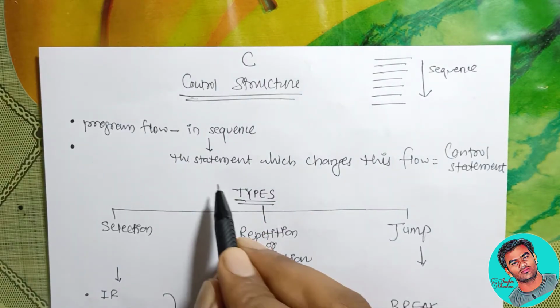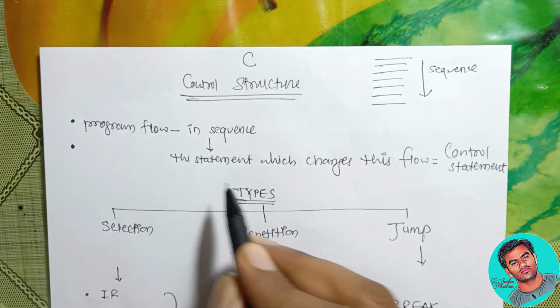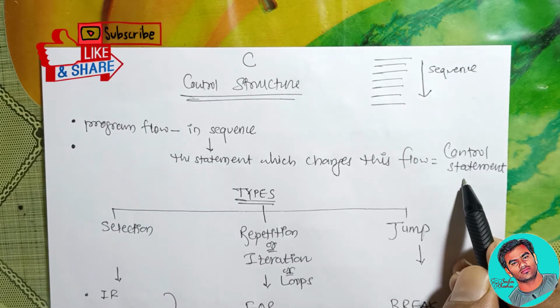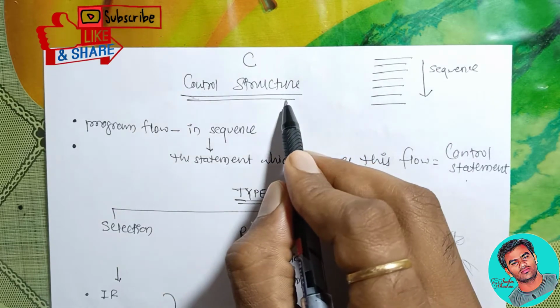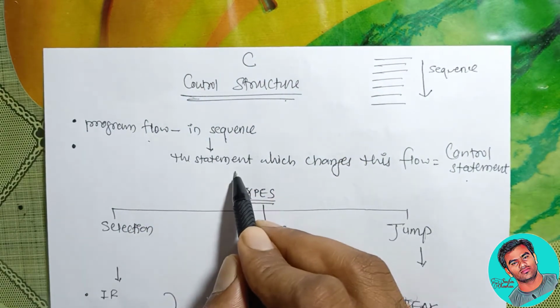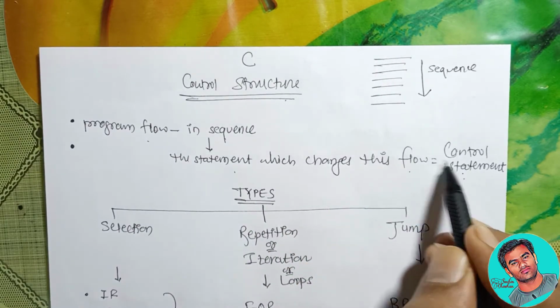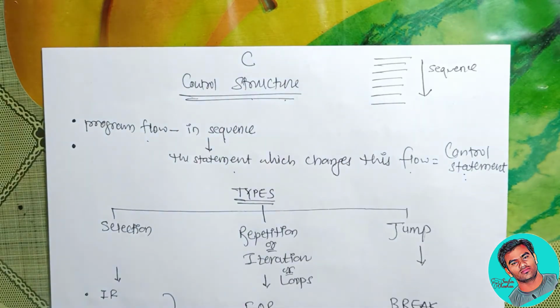Okay, now if we need to change the program flow, we are going to use control statements, and that is called a control structure. So the program flow is in a sequence, and the statement which changes this flow is called a control statement, which is nothing but equal to a control structure.